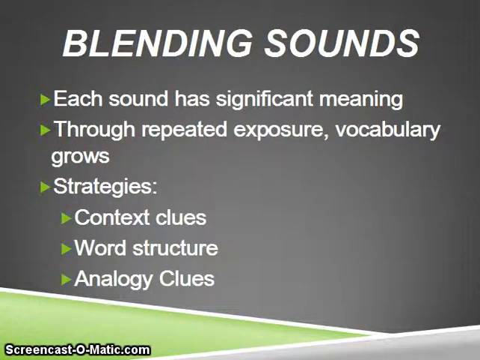Since kindergartners are beginning to use sentences and specific words, they tend to blend them together. With blending words, we need to show them that each sound and word has a significant meaning. Through repeated exposure of showing and telling them, their vocabulary and sentences begin to grow. There are three kinds of strategies that can be used to increase their vocabulary and sentences. Those three strategies are context clues, word structure, and analogy clues.